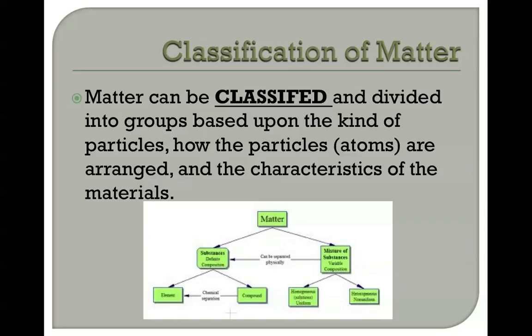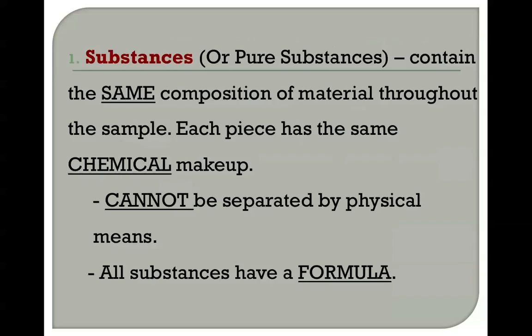Now, how do we classify this? Well, it's classified very similar to some of the classification systems you learned about in biology, and it's divided into groups based on the kind of particles, how the particles or atoms are arranged, and then the characteristics of the materials. So this is focused on types of matter, unlike some of the topics that you looked at in biology. But same type of idea, how we're going to break them down. They're going to have similarities, how we separate them by their differences.